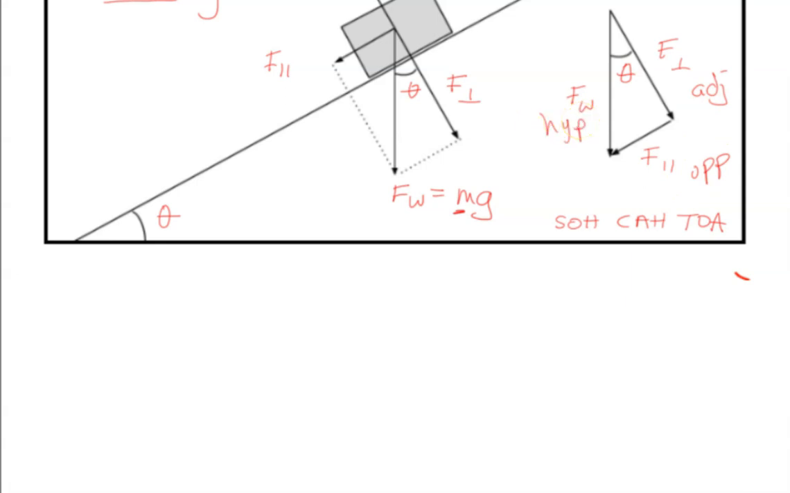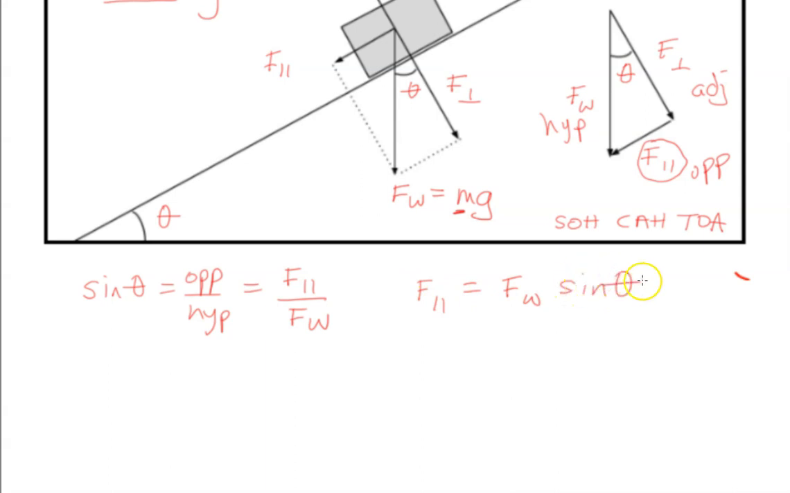Okay, so I'm interested in this parallel force component because it's the force that's going to accelerate the cart down the ramp. So it's opposite over hypotenuse. So we've got sine theta equals opposite over hypotenuse, which equals the parallel force over the weight force. Rearranging that, we get the parallel force is weight force times sine theta.